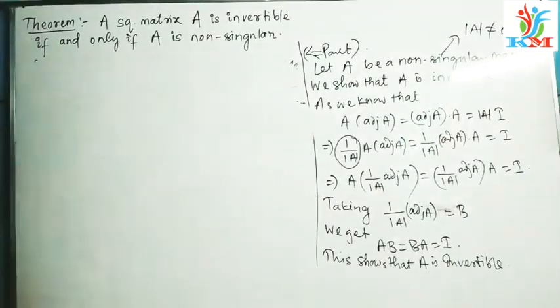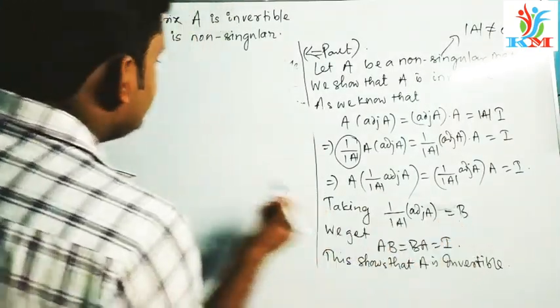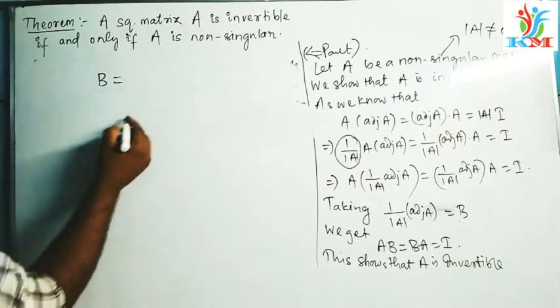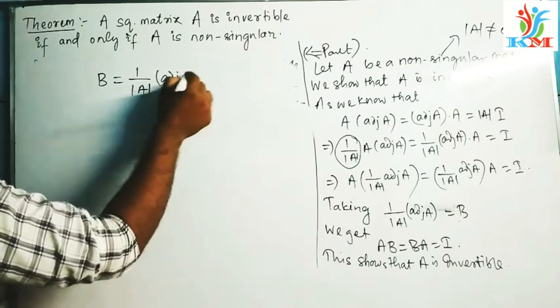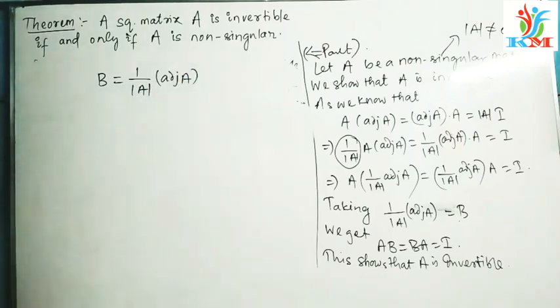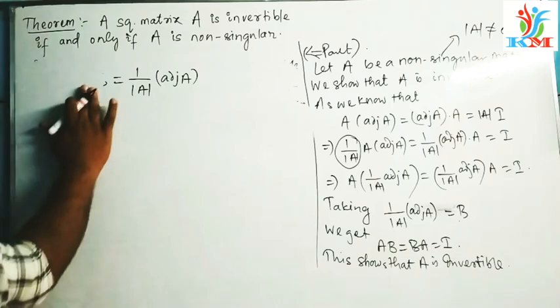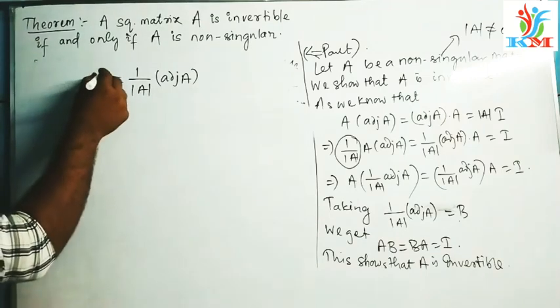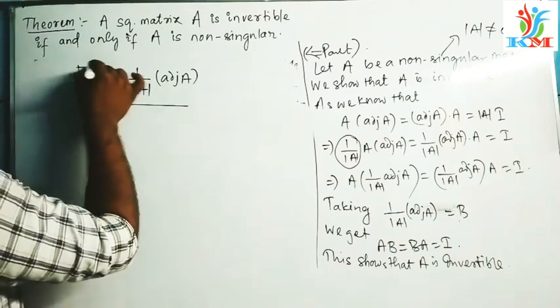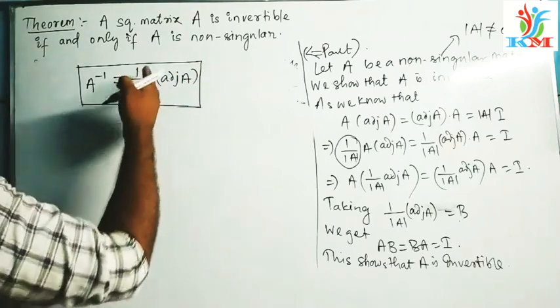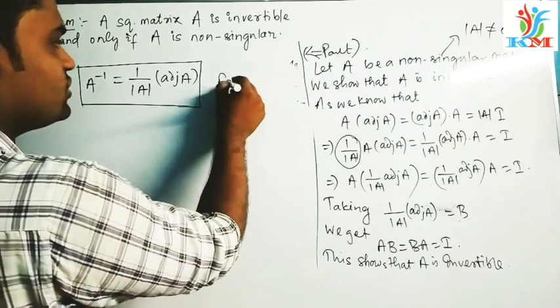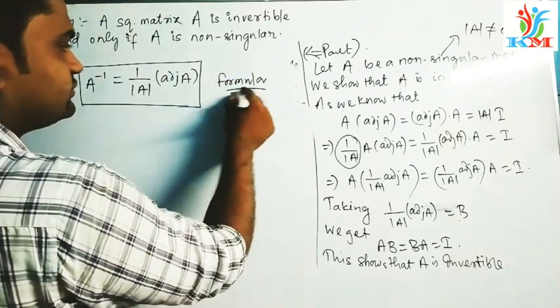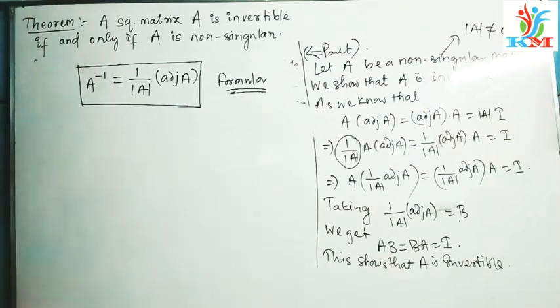What do we get here? B is equal to 1 by determinant of A into adjoint of A. As you know, here B is the inverse of A, so replacing B by A inverse, we get A inverse is equal to 1 upon determinant of A times adjoint of A. This is the most important formula. By using it, we can easily find the inverse of a matrix.